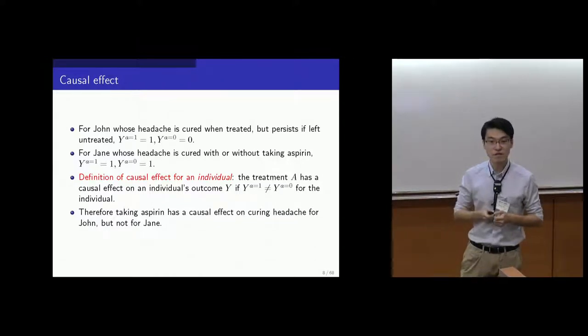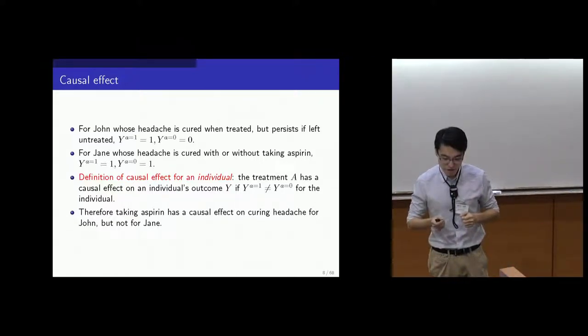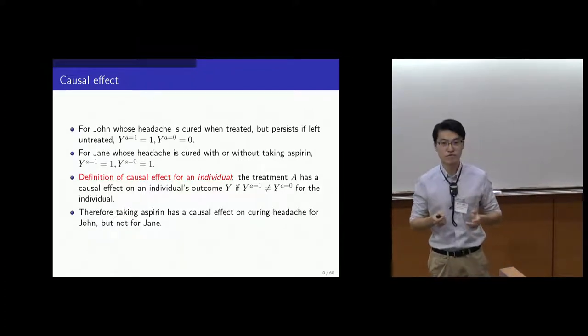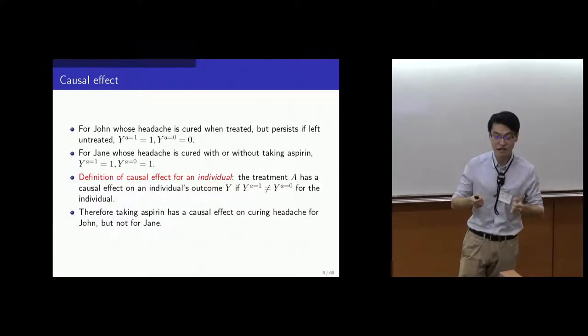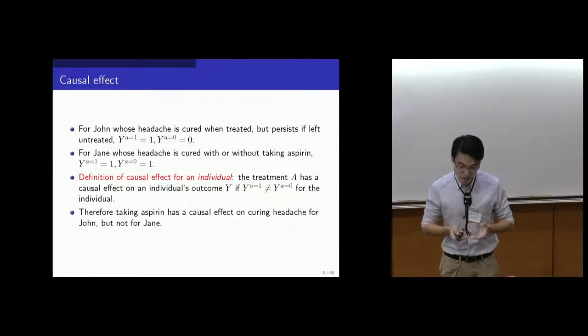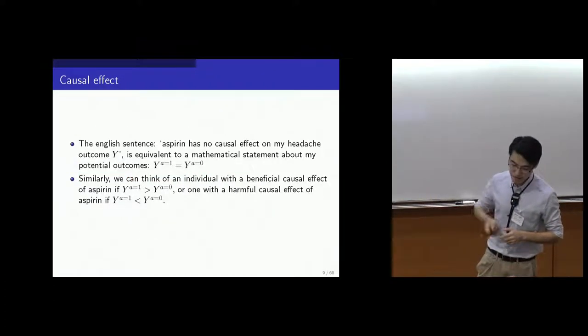So of course, very intuitively, the definition of a causal effect for an individual is if these two potential outcomes are not equal to each other, right? So if you took aspirin versus if you did not, and for these two potential outcomes, if they are different, then we say that the treatment or taking aspirin will have an effect on you, right? And we did not talk about whether this effect is good or not. It just means there is a causal effect. So, of course, we conclude that for John, taking aspirin has a causal effect, but not for Jane.